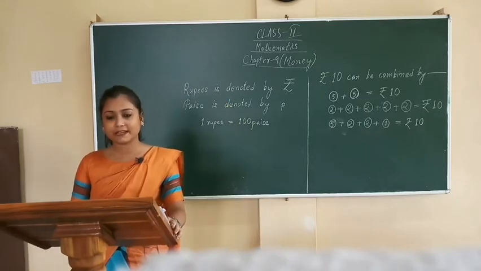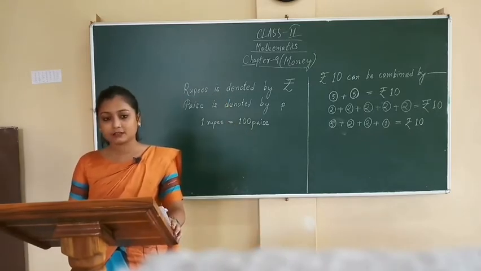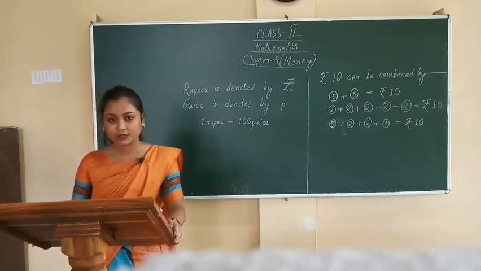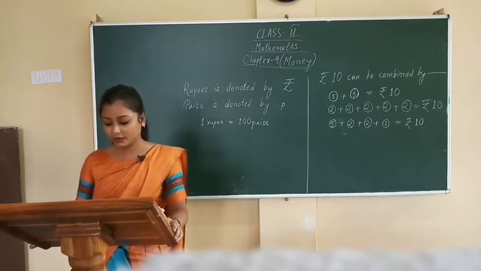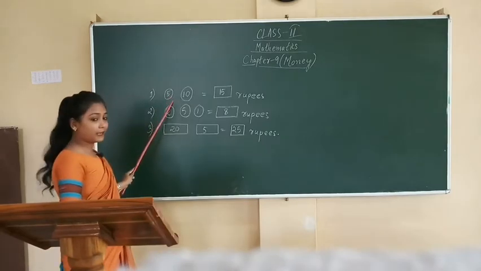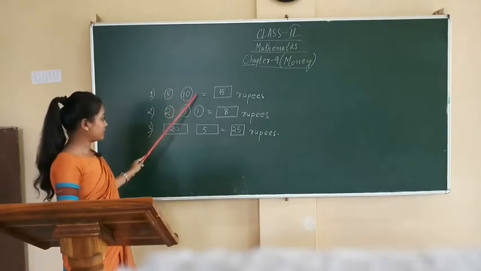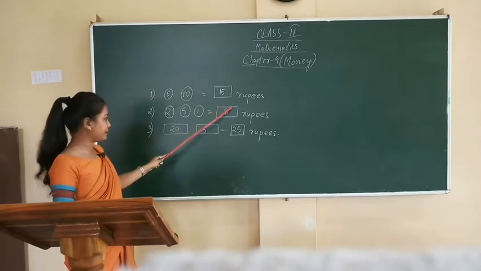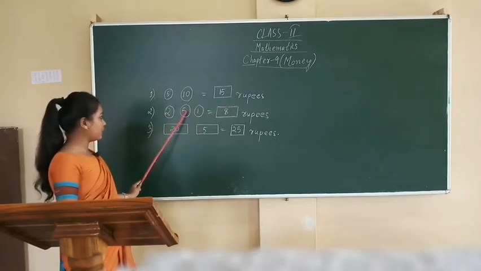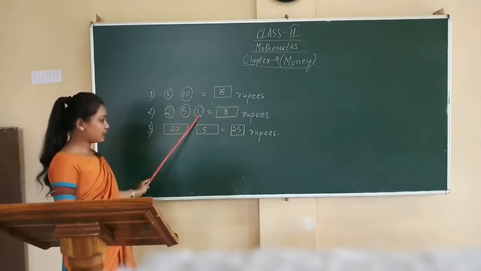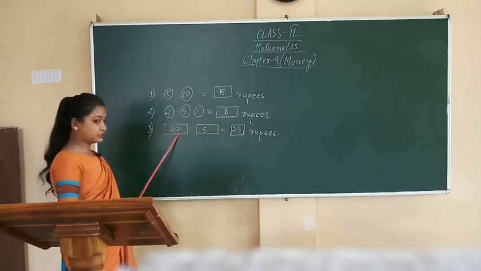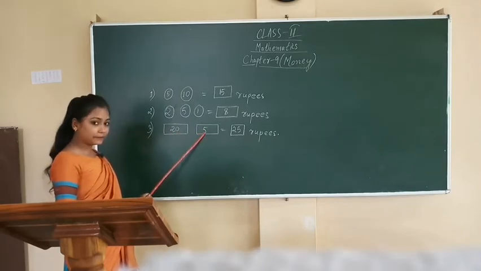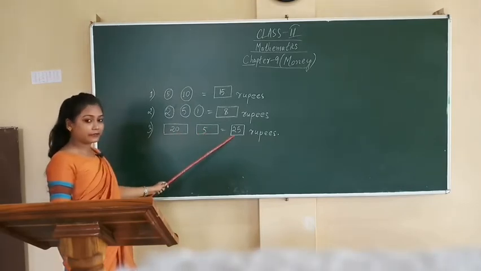Now, let us go to page number 150. Some questions are given there. Let us try to solve those questions. The question is as follows. Count and write the money in each of the following. 1 5 rupee coin and 1 10 rupee coin is equal to 15 rupees. 1 2 rupee coin, 1 5 rupee coin and 1 rupee coin is equal to 8 rupees. 1 20 rupee note and 1 25 rupee note is equal to 25 rupees.